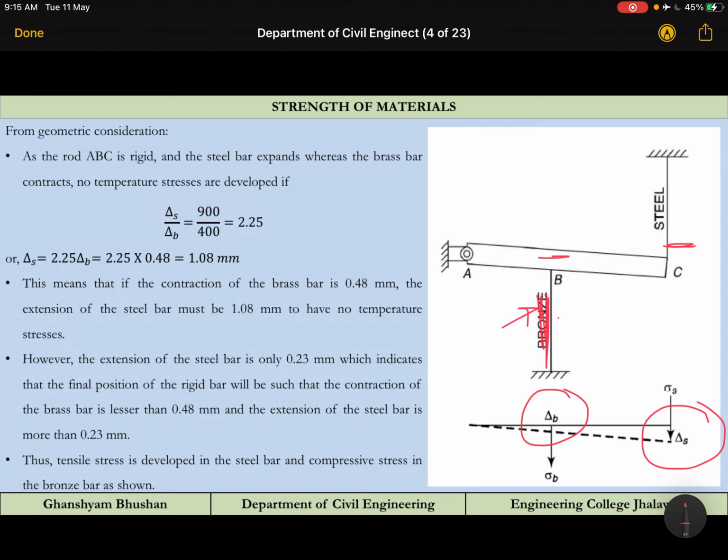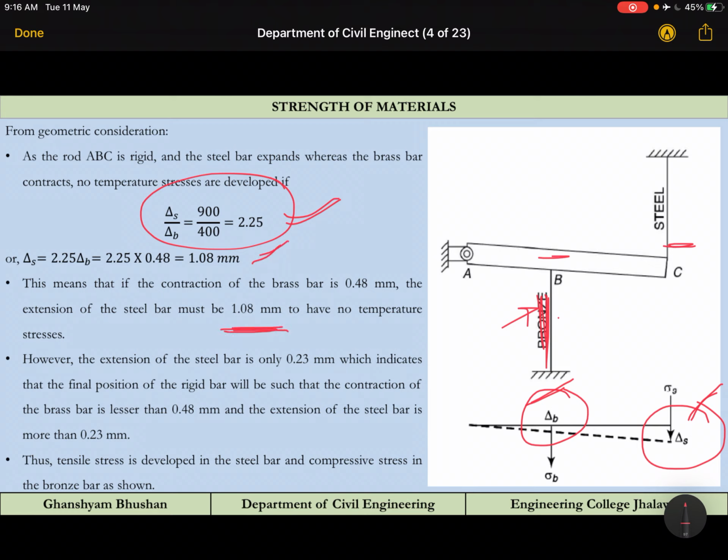So no temperature stresses are developed if this ratio is maintained, that is 2.25, or delta S would be 2.25 times this. Delta S should be 2.25 times delta B. Then there is no stress in the bar. This means that if the contraction of the brass bar is 0.48 mm, the extension of the steel bar must be 1.08. How is it coming?